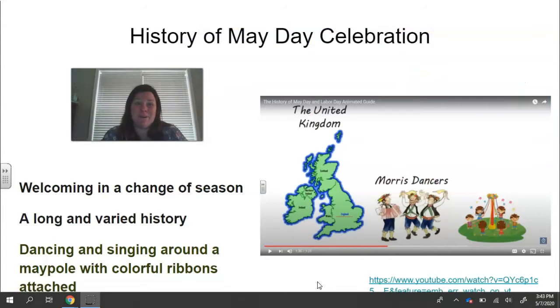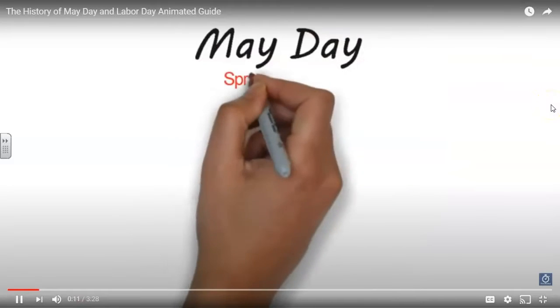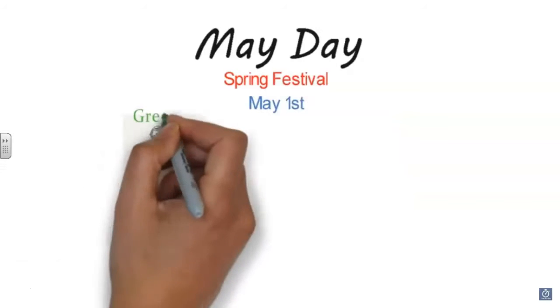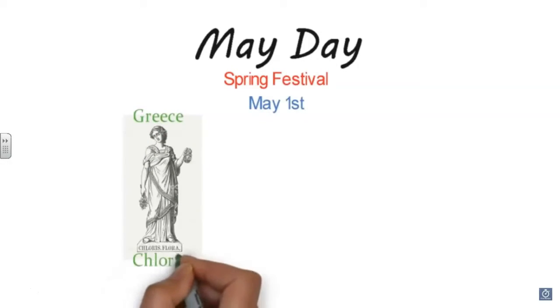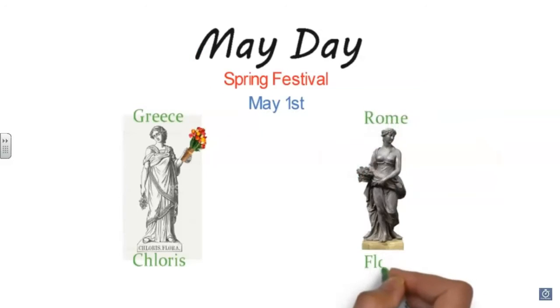History of May Day celebration. Just briefly, it welcomes in a change of the season and has a long and varied history, with dancing and singing around a maypole with colorful ribbons attached. May Day is a festival that celebrates the arrival of spring on May the 1st. In ancient Greece, they celebrated the festival of Chloris. She was the goddess of flowers and spring. The ancient Romans also had a similar festival to honor the goddess Flora.